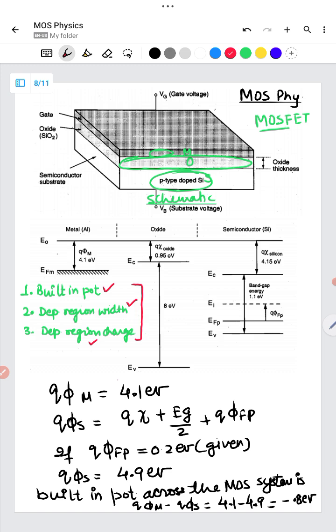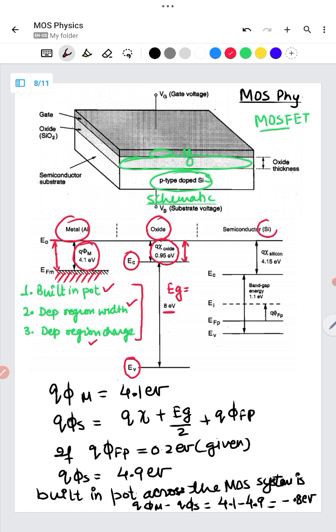These are the band diagrams. In the case of a metal, the topmost filled energy level is known as the Fermi level, and the distance between the free space or vacuum level and the Fermi energy level is known as the work function of the metal. Then we have an oxide. In the case of an oxide, we have a valence band, a conduction band, and in between a energy band gap. The energy band gap of the oxide is very large, around 8 electron volt. This is the electron affinity of the oxide. The conduction band to the vacuum level distance is known as the electron affinity.